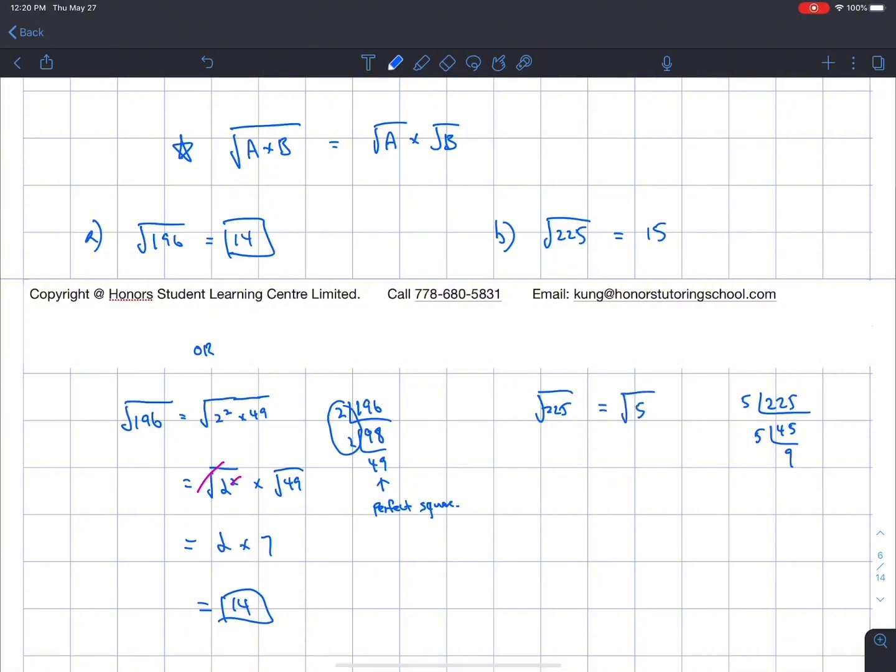So this is the square root of 5 squared times the square root of 9. I stop at 9 because the square root of 9 is 3. And you should know that already. Square and square root cross each other out. We get 5 times the square root of 9, which is 3. So we get 15.